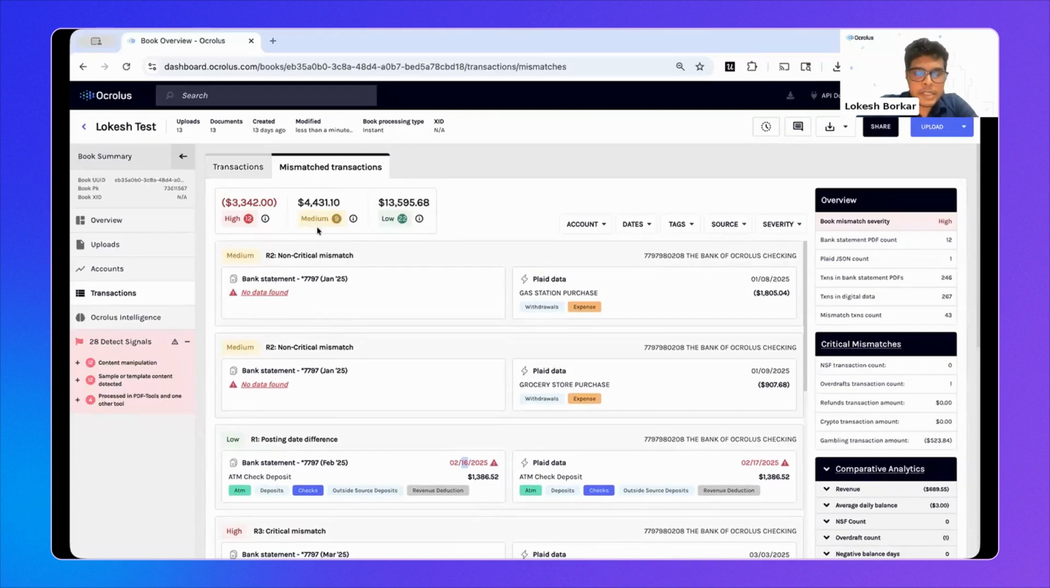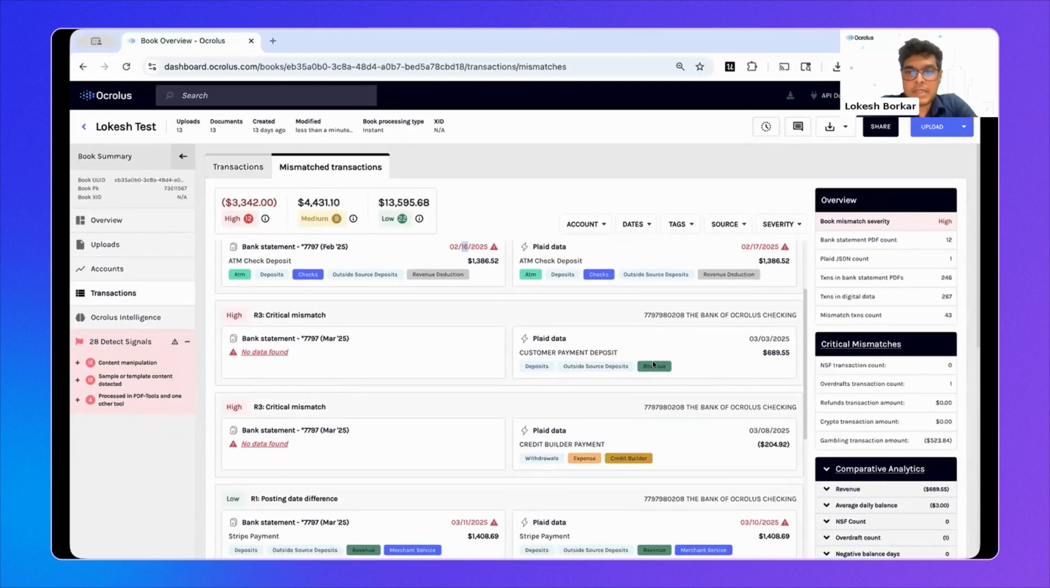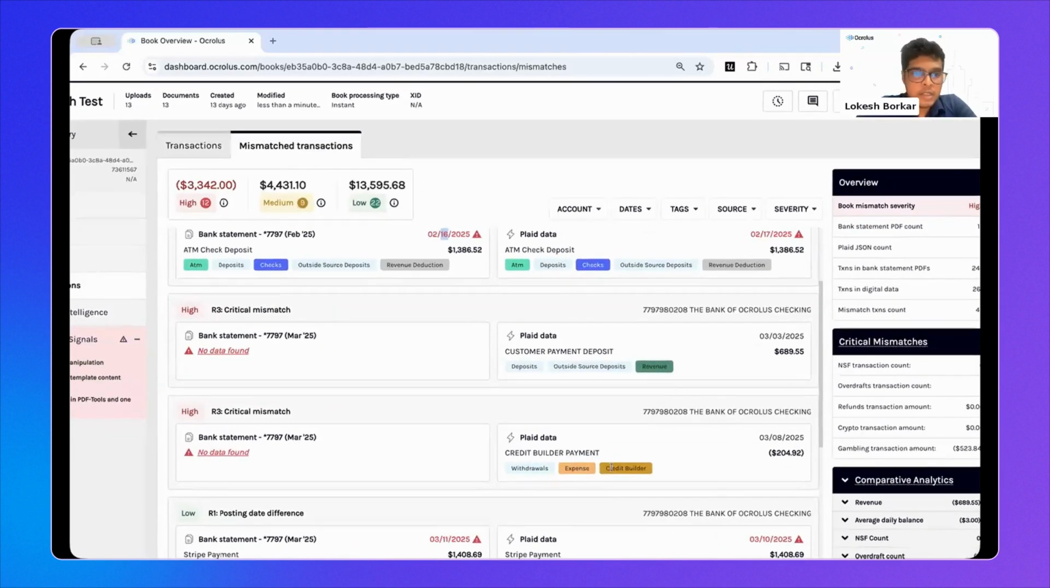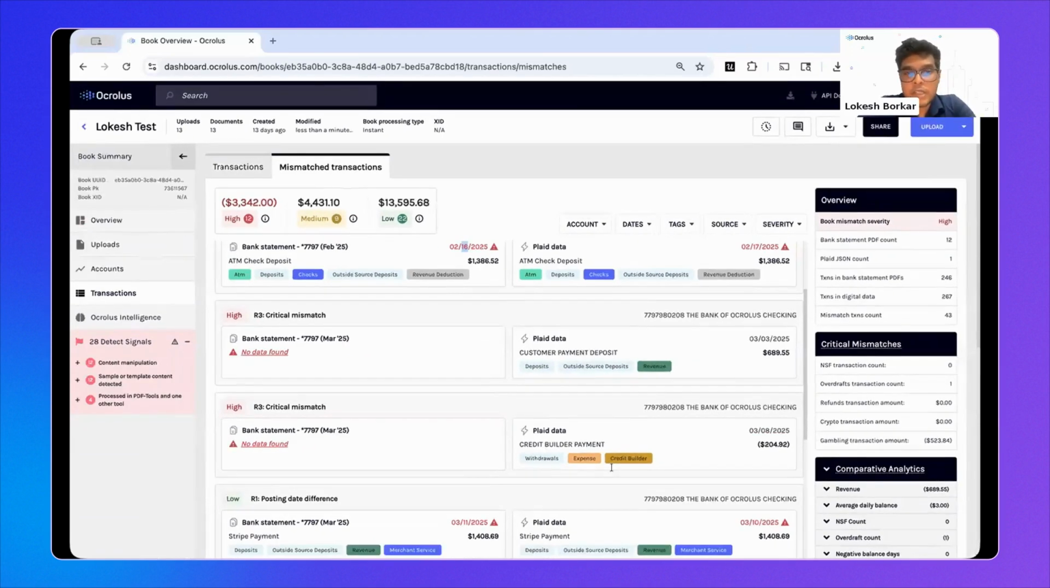And then there's high and medium. So high is any transaction which is a revenue or a credit builder or any fintech debt or any debt transaction or crypto or gambling transactions. Any of these transactions, if they are found in one source but are not found in another, are basically classified as high severity transactions.